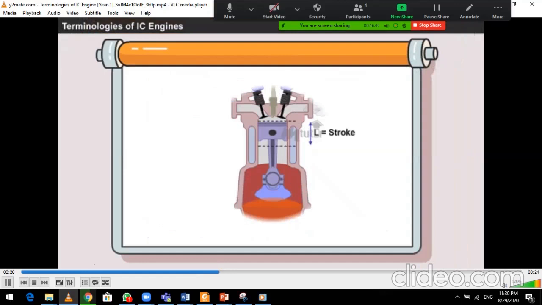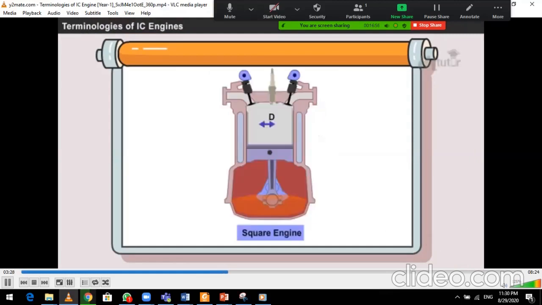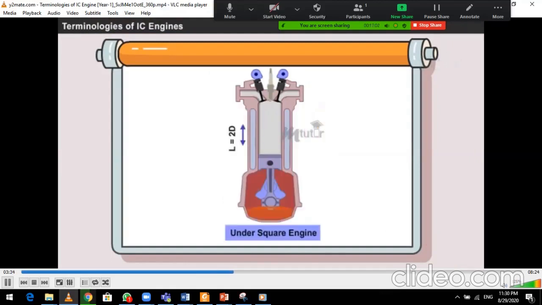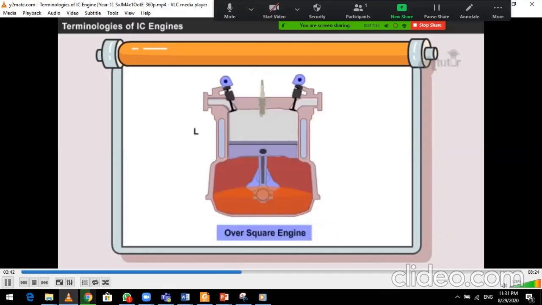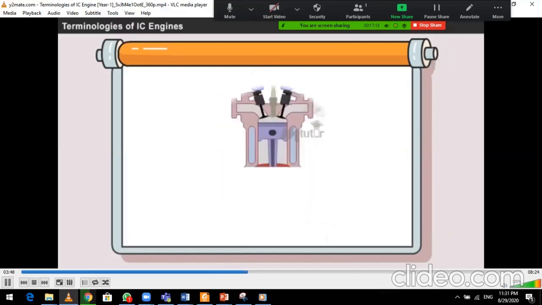The linear distance along the cylinder axis between top dead center and bottom dead center is called stroke. An engine with equal bore diameter and stroke length is called a square engine. If stroke length is twice the size of the bore diameter, then the engine is called an undersquare engine. If the bore diameter is twice the size of the stroke length, then the engine is called an oversquare engine.